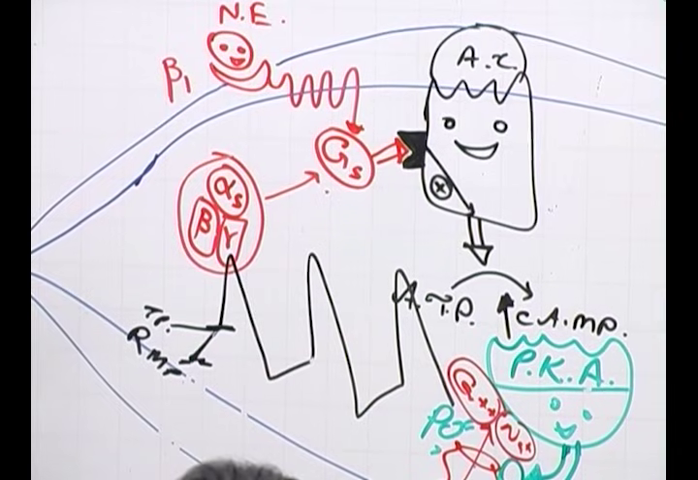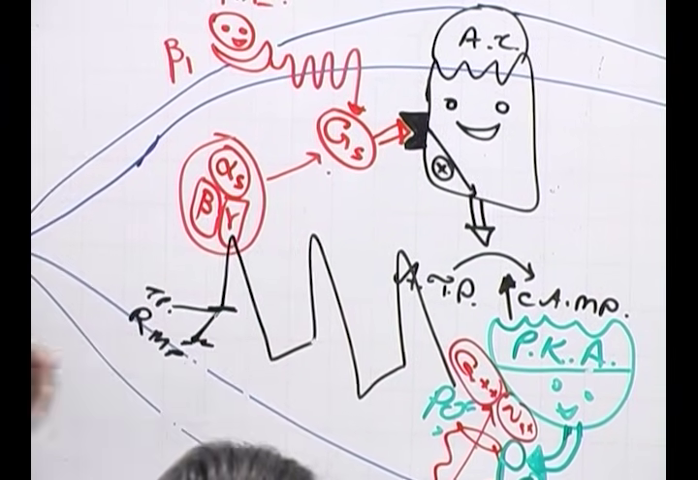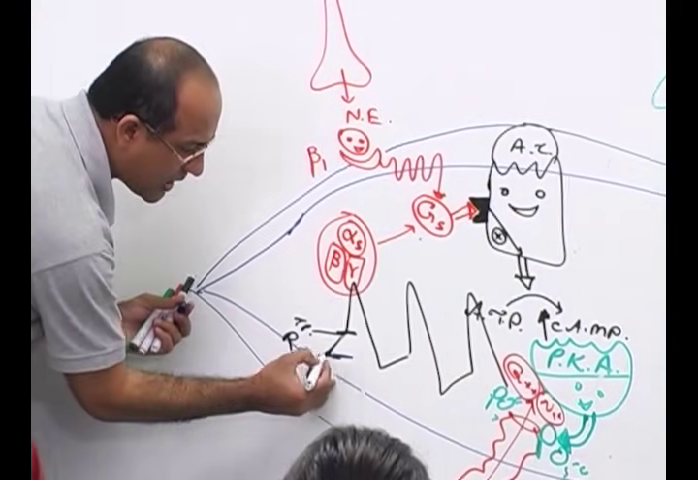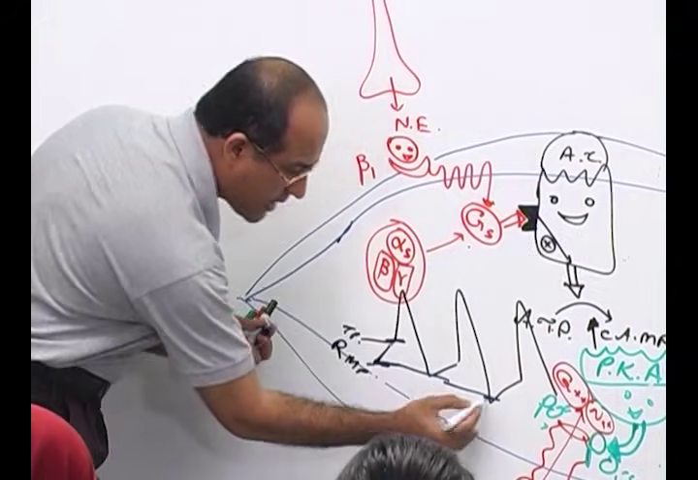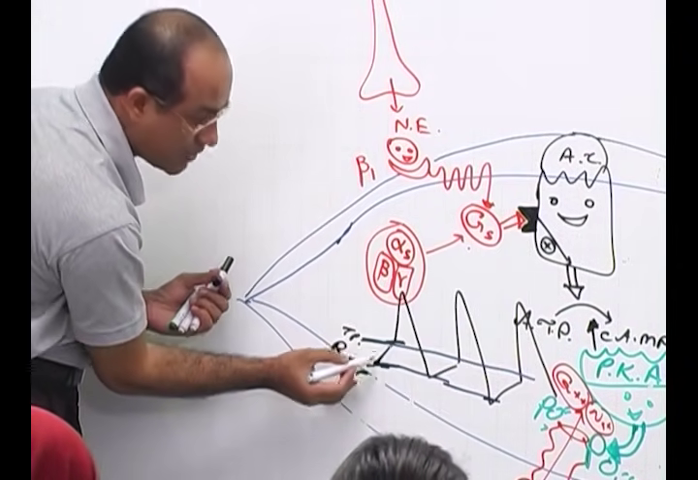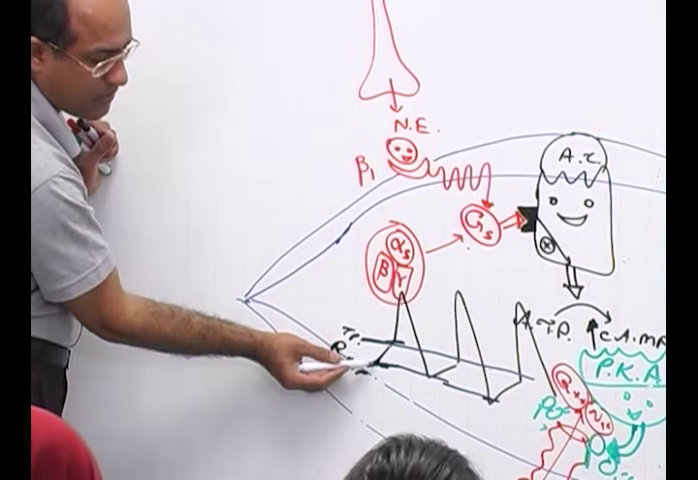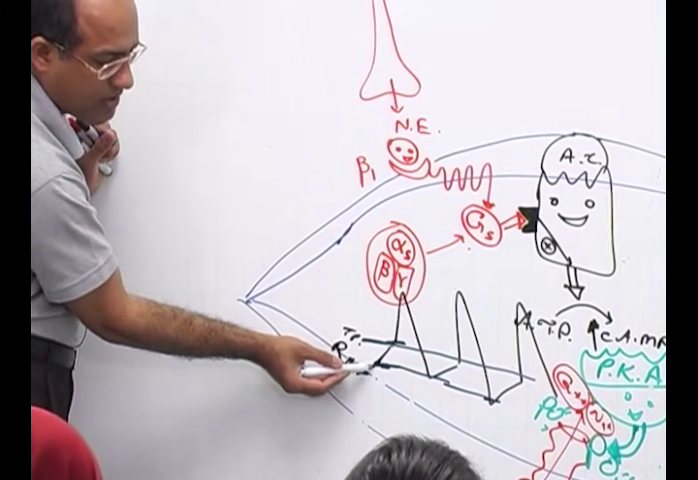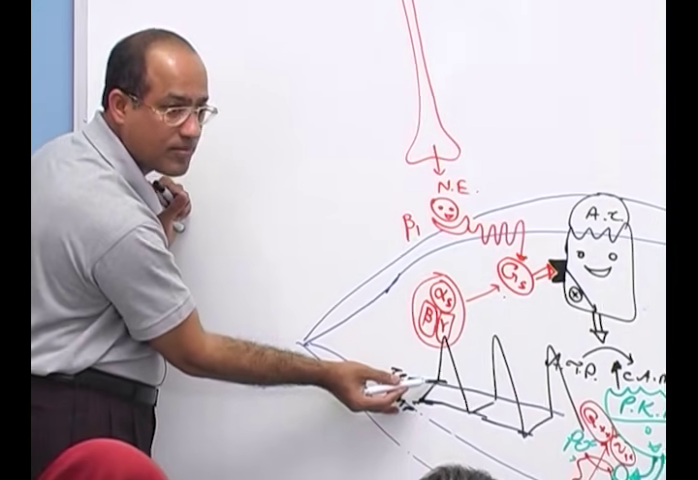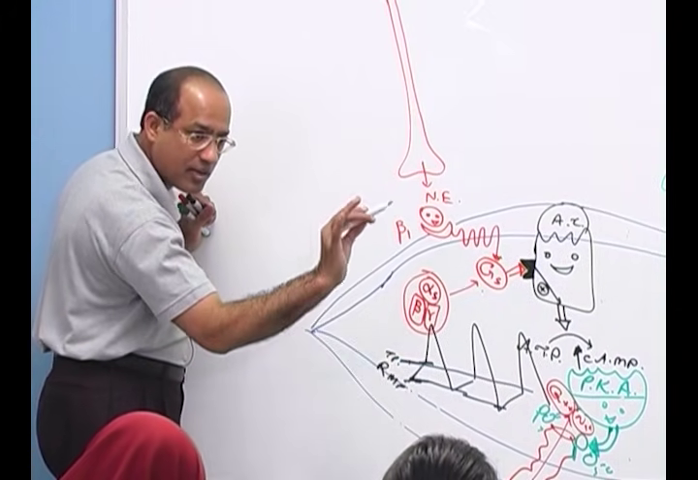Now, during 1 minute, how many action potentials will be produced by the SA node? It depends on the resting membrane potential level, right? And how much the difference is between resting and threshold. If the resting membrane potential and threshold potential are far off, it will take a long time to reach. And if they are near to each other, it will rapidly reach. Am I clear to everyone?